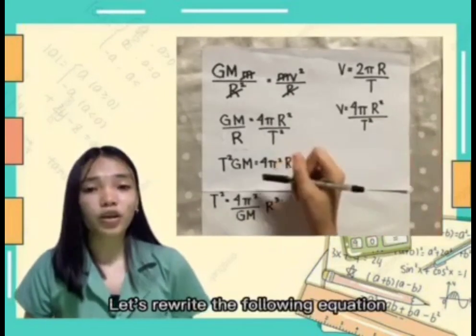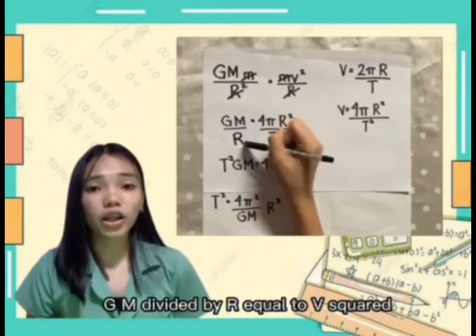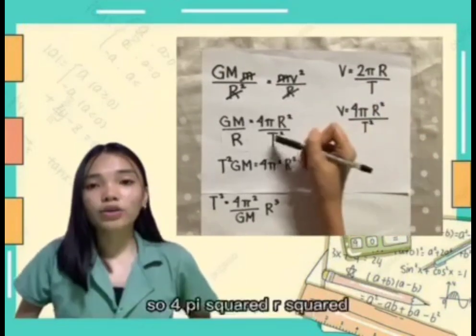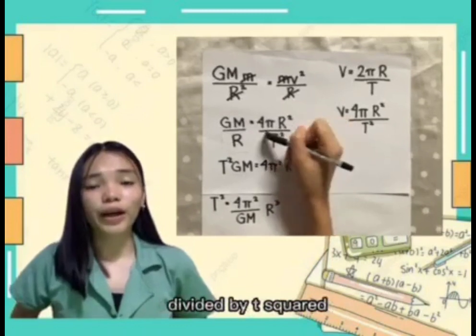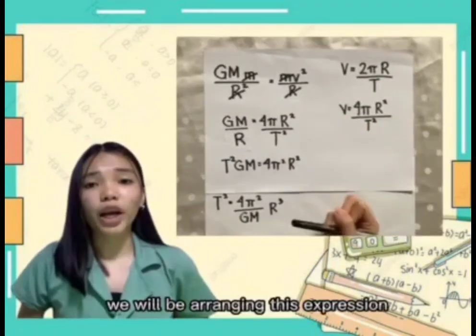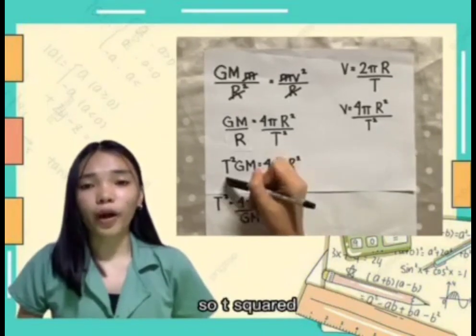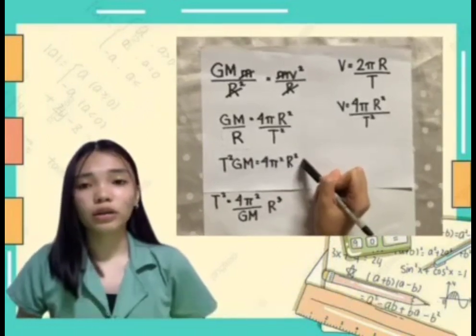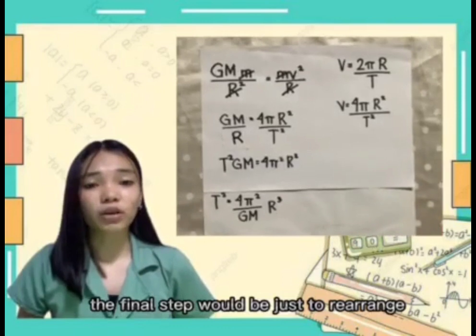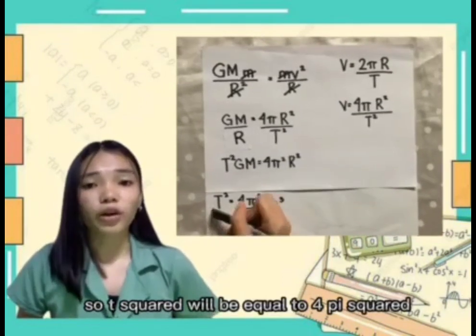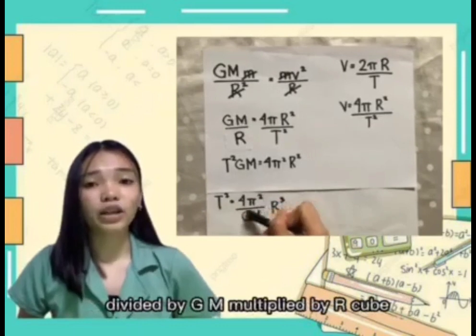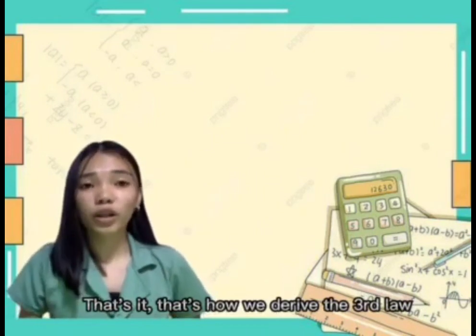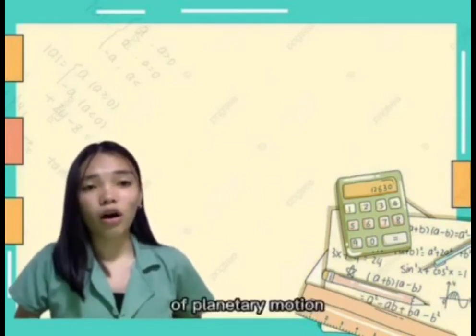Let's rewrite the following equation. GM divided by r is equal to v squared, but instead of v squared, we will write this expression: 4 pi squared r squared divided by t squared. We will be arranging this expression. So, t squared GM is going to equal 4 pi squared and r cubed. The final step would be just to rearrange for t squared. So, t squared will be equal to 4 pi squared divided by GM multiplied by r cubed. And that's it. That's how we derive the third law of planetary motion.